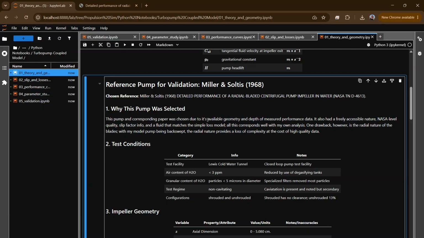But the one drawback here is that it's radial. So it has radial blades. Conventionally, most impellers are backswept because that's more efficient overall. And so it's a loss of complexity at the cost of high quality data, because the other reference pumps I checked do not have as good data as this one. So it's just a drawback.